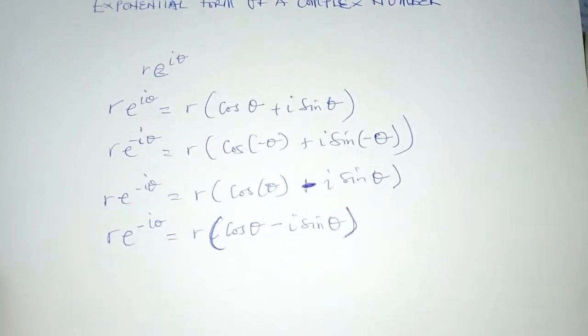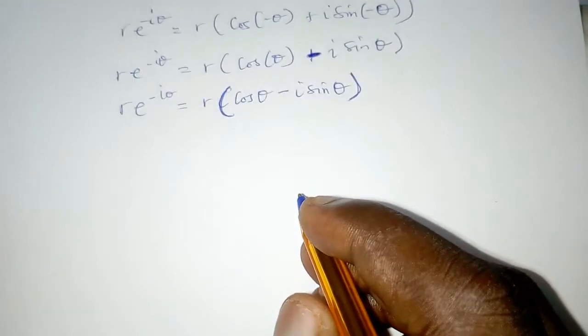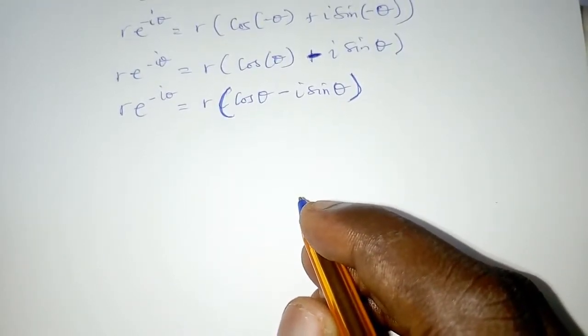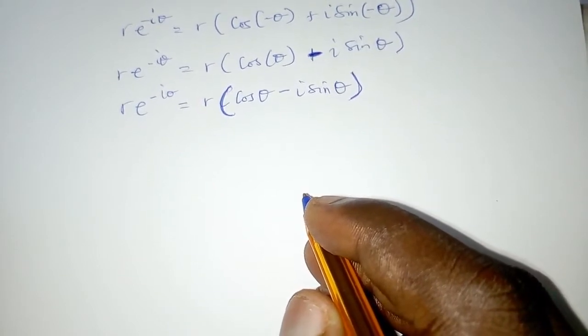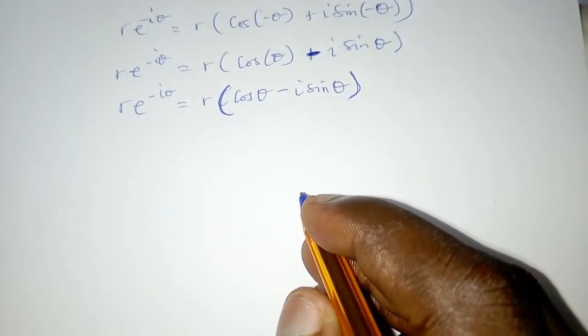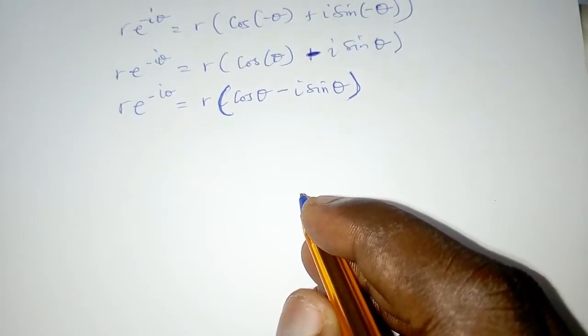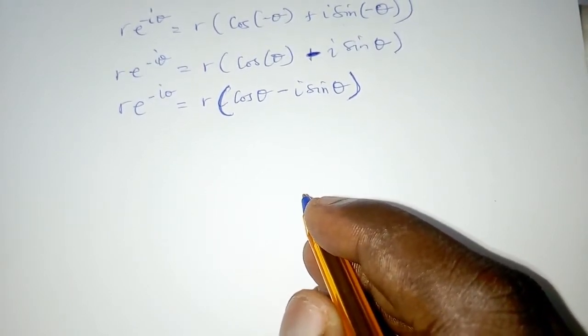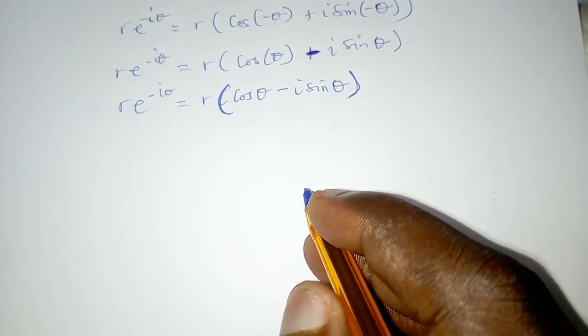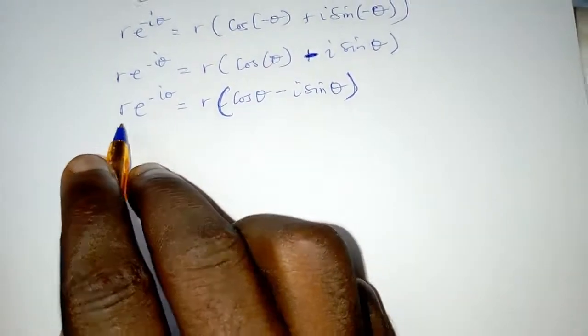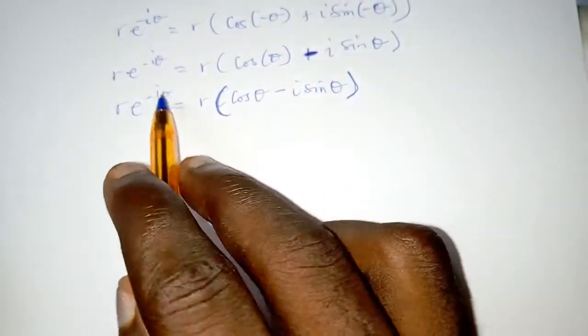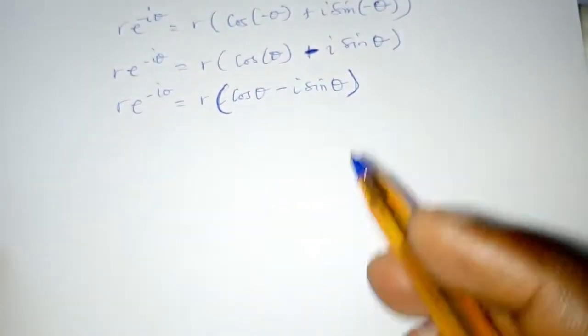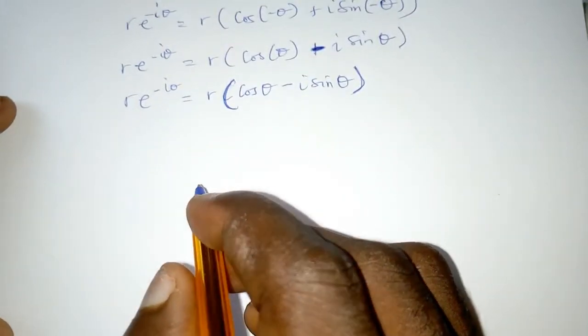Another thing is that the exponential form helps us to find the logarithm of a complex number. It is only with the exponential form that you can find the logarithm of a complex number. This is because it consists of a product of these numbers and then an exponent or powers. So now let's see how we find the logarithm of a complex number using the exponential form.